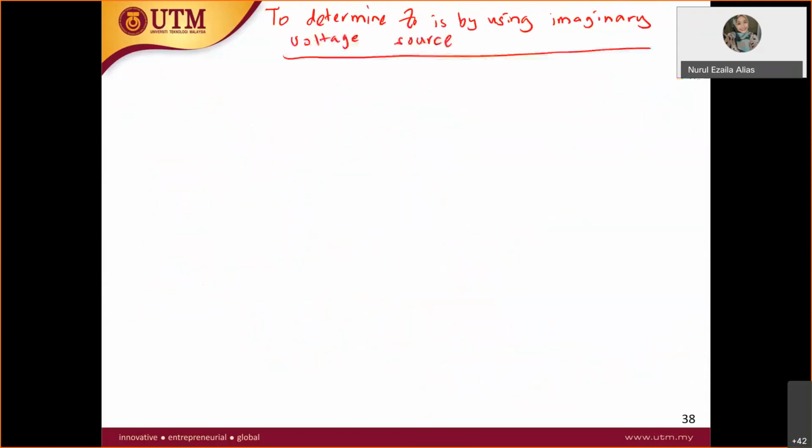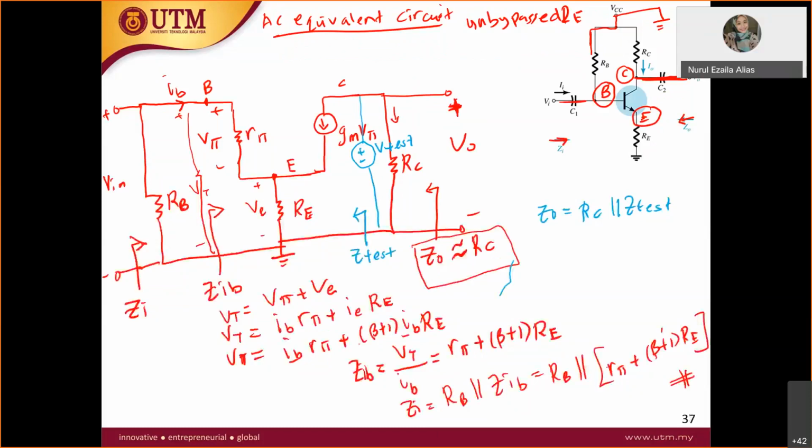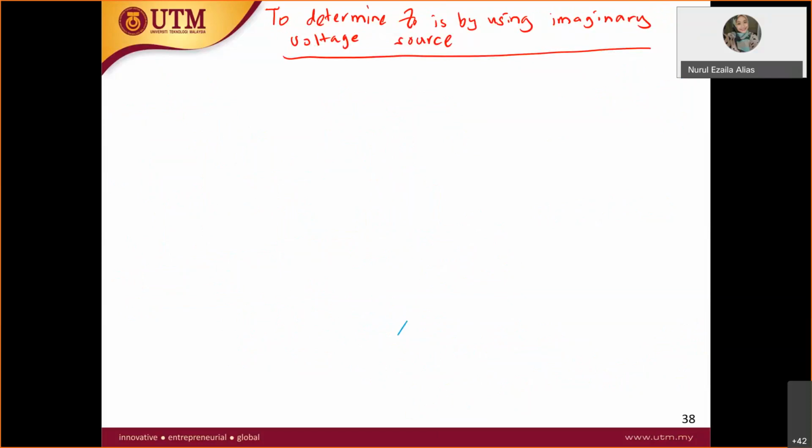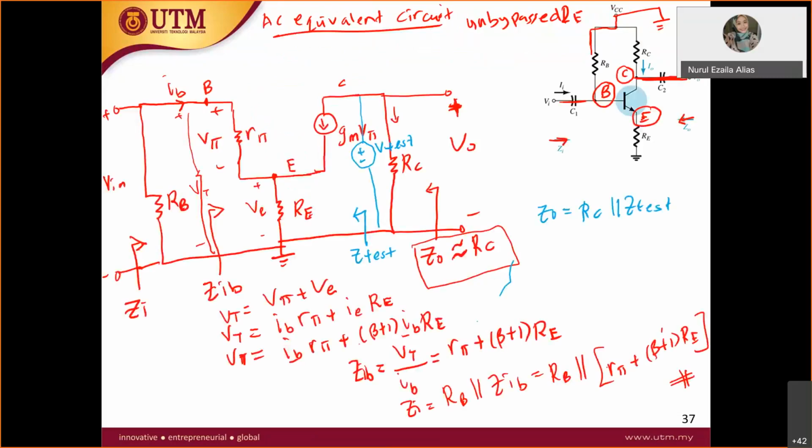So let's see the equivalent circuit here. For example, if you have R naught, there is R naught here, so we draw it here. Let's see if R naught is given. So this part will be your gm V pi. And then if we put the ideal case where there is an R naught, here you have RE. Why does this become complicated? Because we have RE over there. That's why we need to do the Z test, with the imaginary voltage.